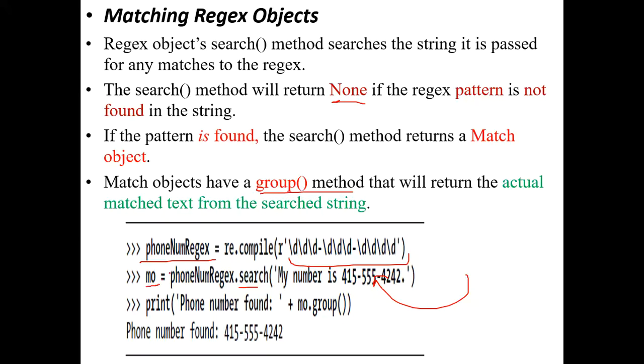Now, as we have studied, match objects have a group method that returns the actual matched text from the searched string. Whatever the matched text is, it is present in this match object, and it can be displayed by using the group function. Here this phone number is matched for this particular pattern and stored in the variable mo. In order to display the matched content from this object, we are using the group function. As a result of this statement, we have got this output.